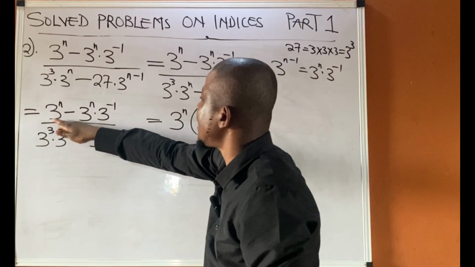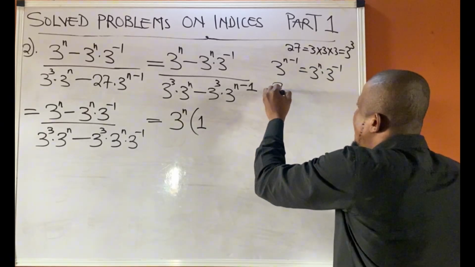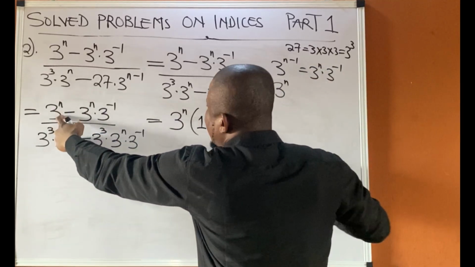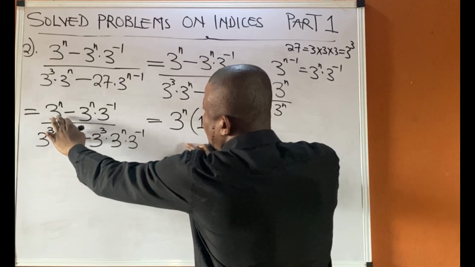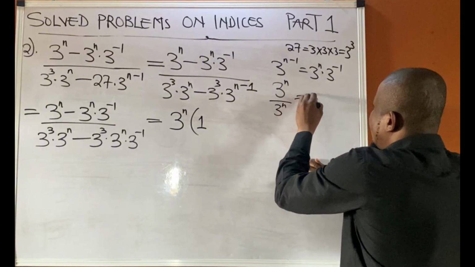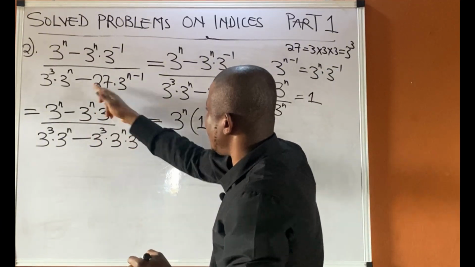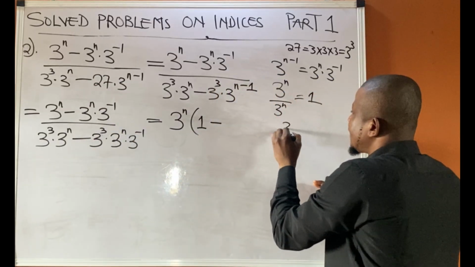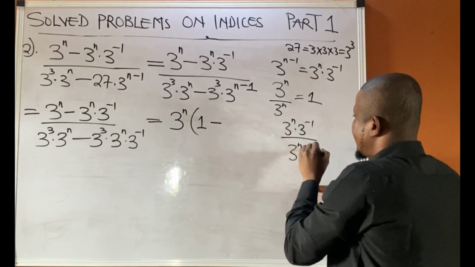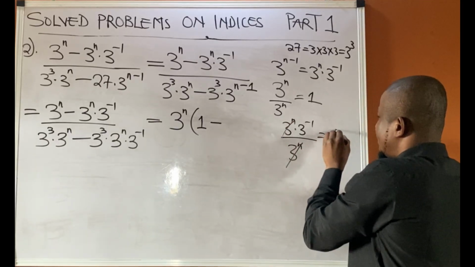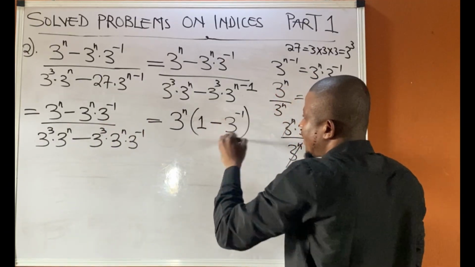So, let's say the common term here is 3 to power n. What we always do is to say 3 to power n, this divided by 3 to power n. This value divided by this is 1. You write the 1 inside. Now this whole term divided by this, if I have 3 to power n times 3 to power negative 1 divided by 3 to power n, what is left is 3 to negative 1, and that is what will remain here, 3 to negative 1.